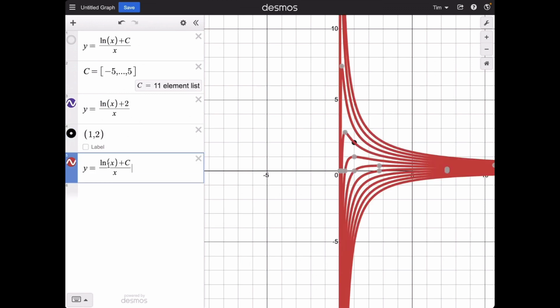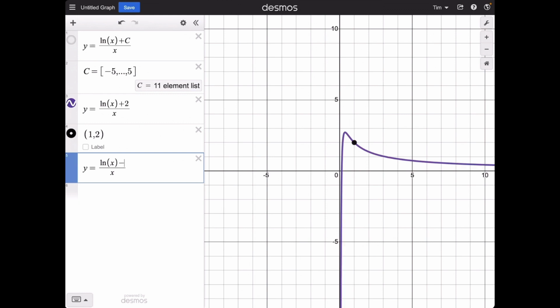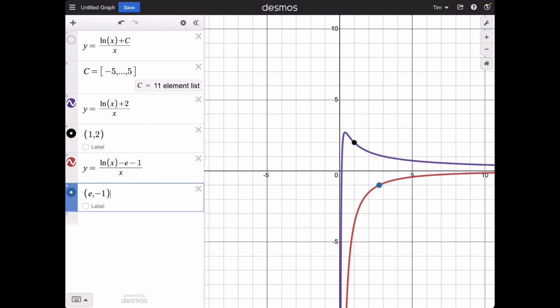The second one, the c value was minus e minus 1. So minus e minus 1, and this should pass through the point e, negative 1, which indeed it does. So there we have two particular solutions that we found that satisfy these initial conditions that we were given. And this, once again, is called an initial value problem, finding the solution to a differential equation that satisfies some initial condition.